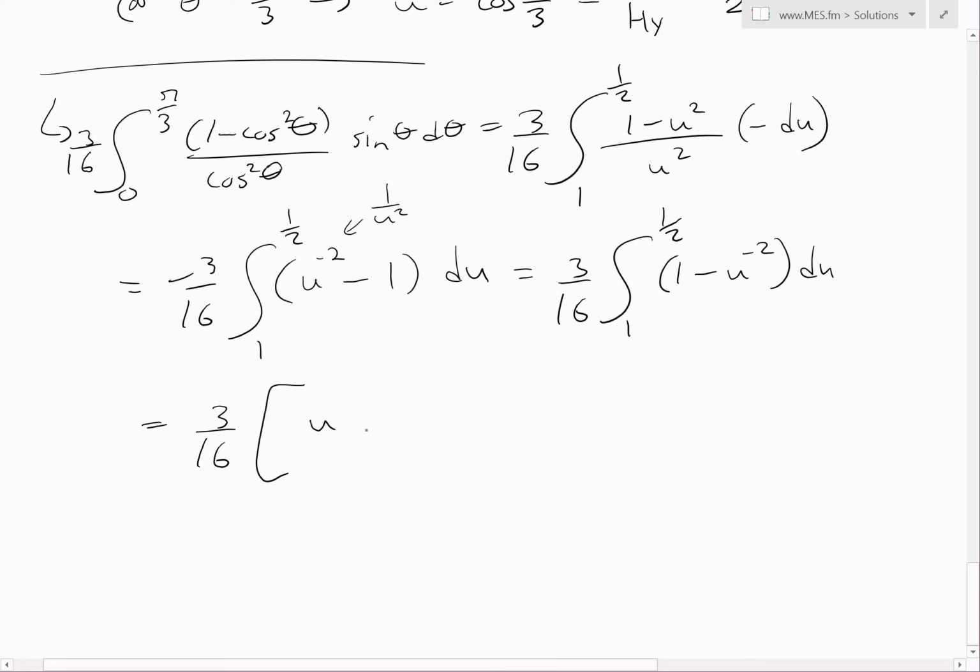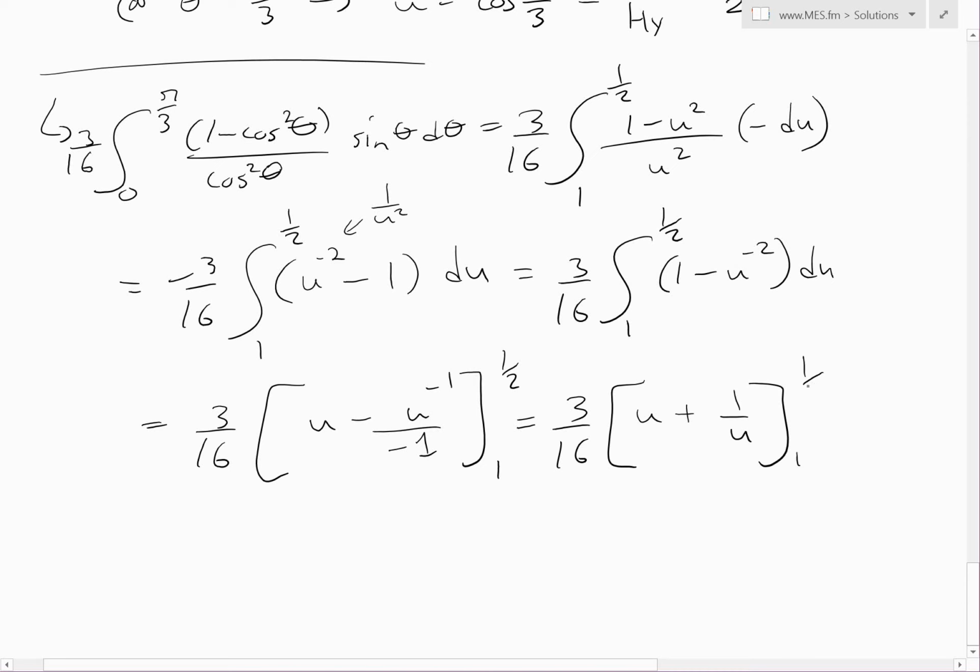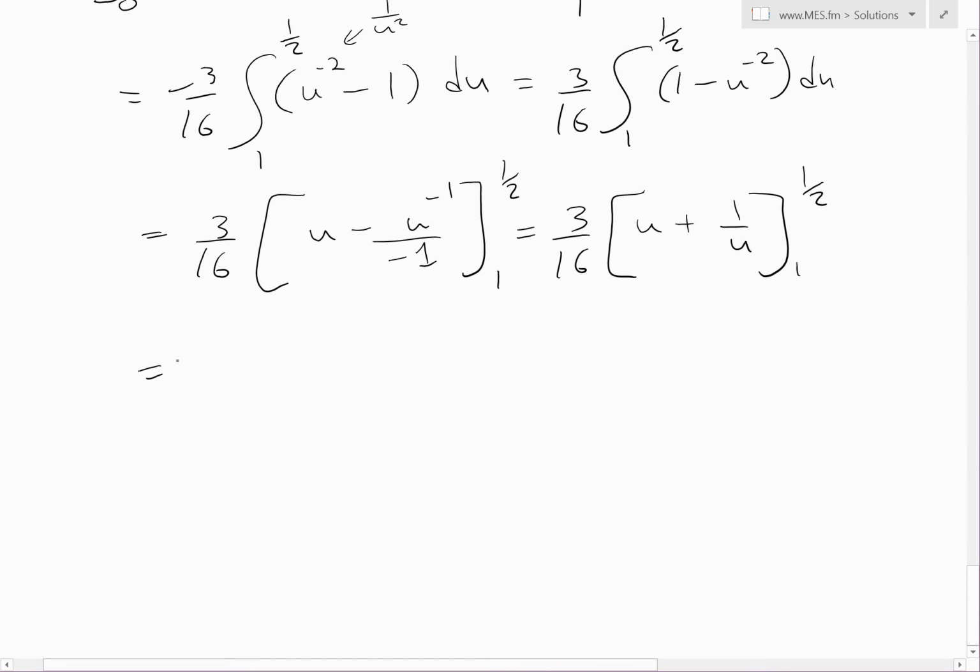So this equals, the integral of 1 is just u. Now the integral of u to the negative 2, just using the power rule for integrals, is u to the negative 1, divided by negative 1. This is from 1 to 1 over 2. Simplifying this further, this is 3 over 16, and now we have this u. The negatives cancel, so u plus 1 over u from 1 to 1 over 2.